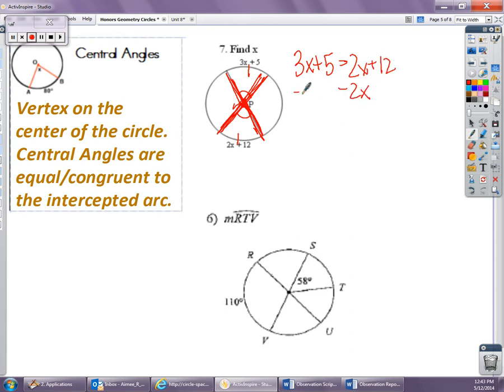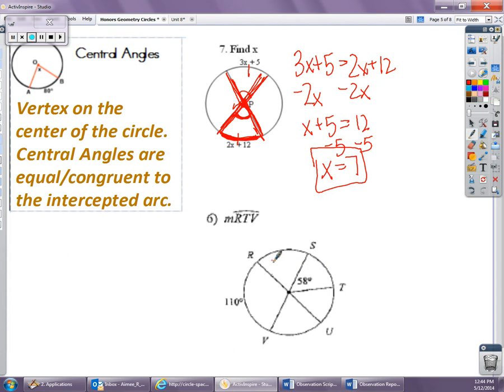So I subtract 2x, I get x plus 5 equals 12, subtract 5, and x equals 7. And in this problem, that's all they wanted me to find. They wanted me to find what x was, and I found x. They could ask me to go ahead and now find the arc degree measures, and also to identify what the central angle is, because I know that those are actually equal.